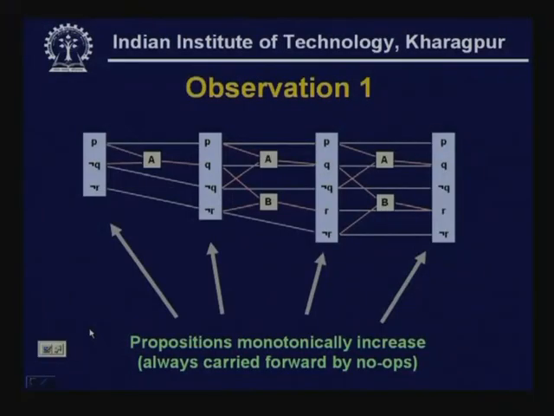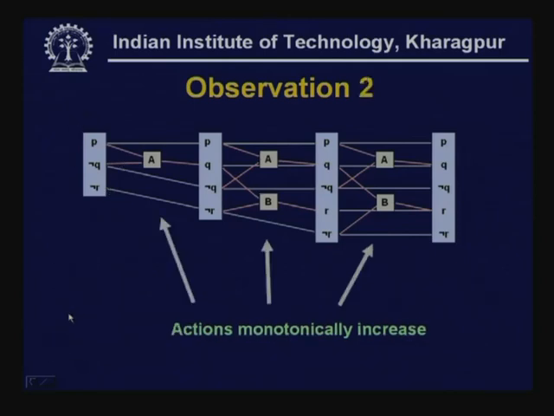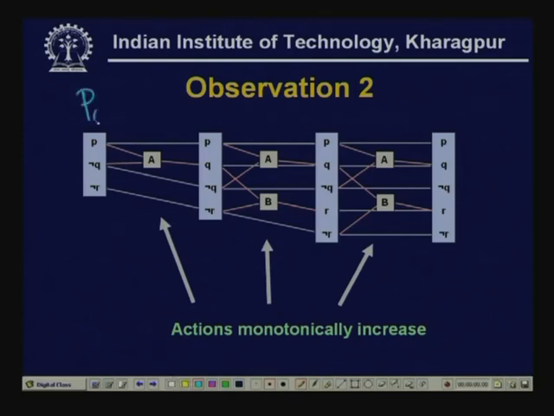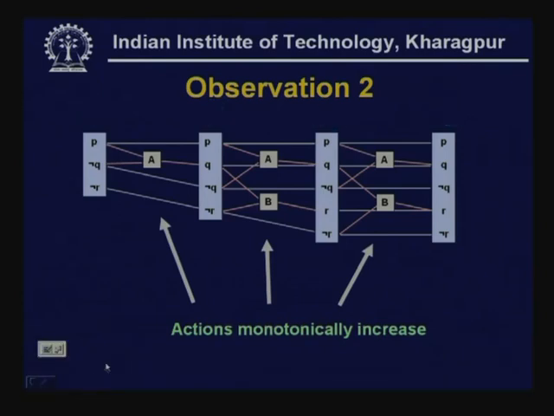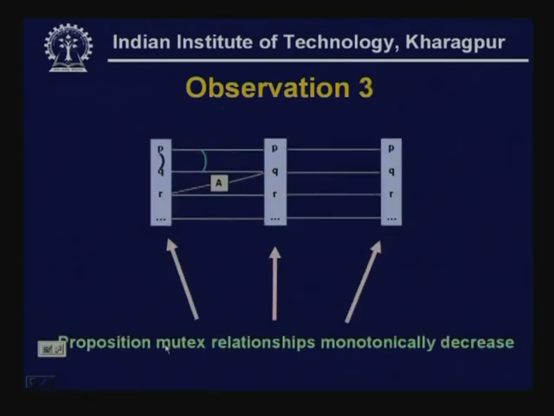A first observation is that these are the set of propositions in state level 0, these are the set of propositions in P1, this is P2, P3, and we observe that the set of propositions are always monotonically increasing, the size of this set is increasing. We also note that the proposition mutex relationships are monotonically decreasing. Whatever mutex relationships we had initially, as we proceed further, these relations can be dropped. No new mutex relations will arise.